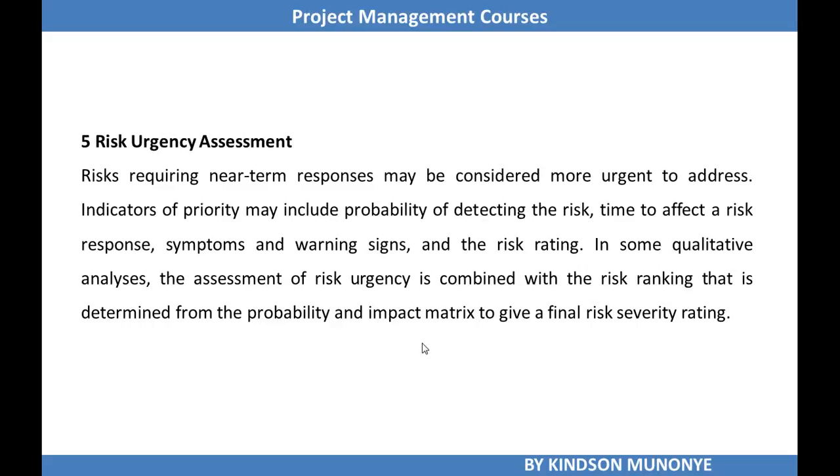Another tool and technique is risk urgency assessment. Risks requiring near-term responses may be considered more urgent to address. So, one of the tools and techniques is to analyze the risks and assign them urgency levels. Indications of priority may include probability of detecting the risk, time to effect a risk response, symptoms and warning signs, and risk rating.